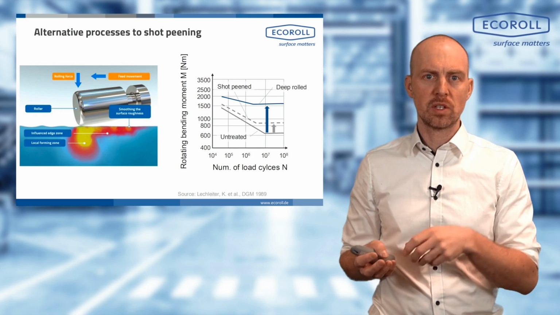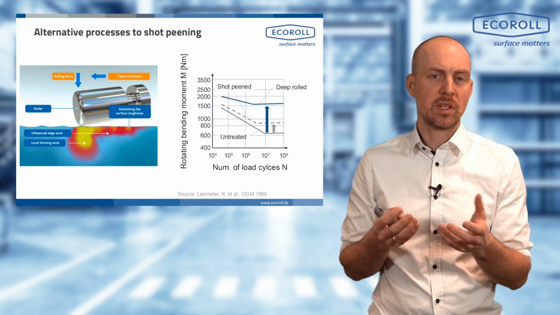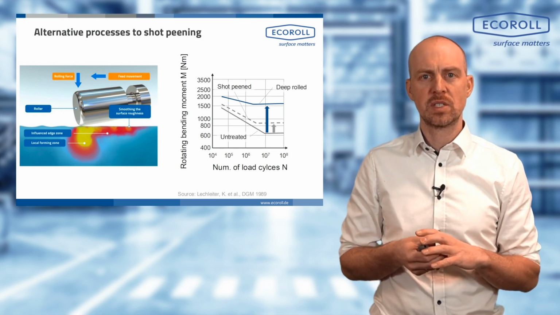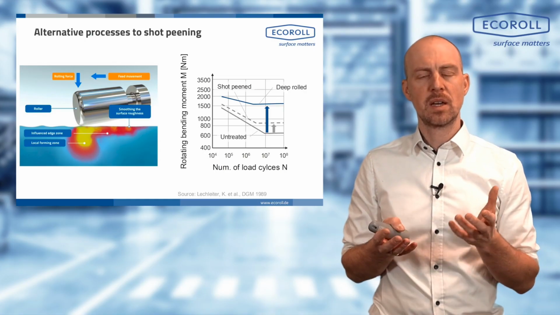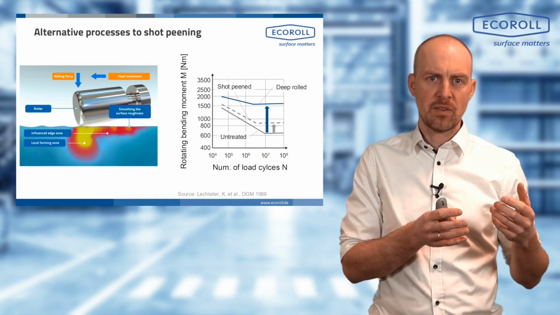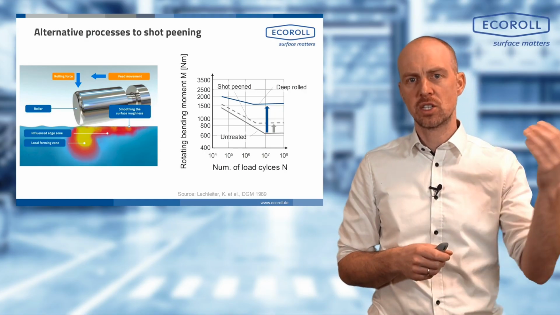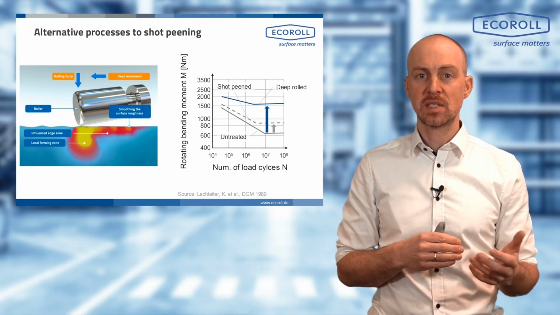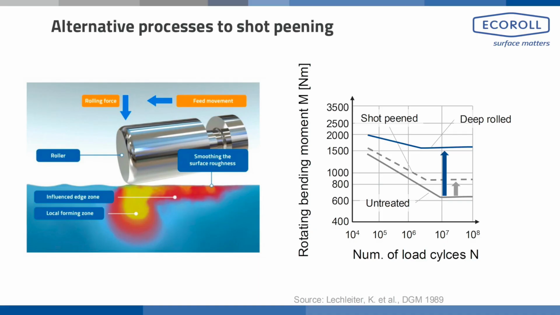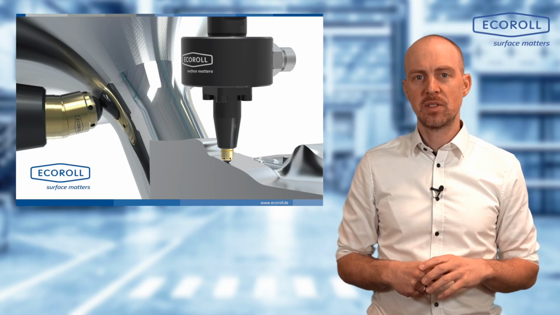Shot peening is very flexible. I can get to components that are sometimes difficult to deep roll, such as the gear or something. But with deep rolling, I have the advantage that I can carry out the process directly on the machine tool. I don't need an additional shot peening system that might be standing next to it or perhaps at a supplier, but I can simply clamp my deep rolling tool into my lathe and carry out the deep rolling process directly on the lathe. With that, I'm at the end of this short video.